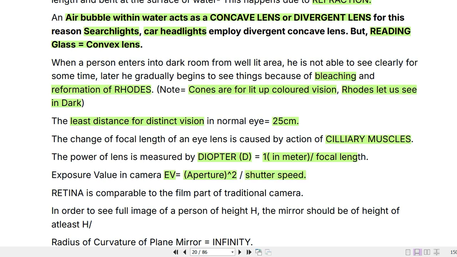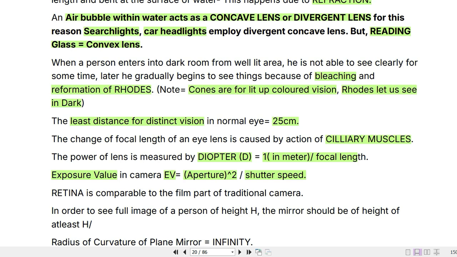Now this is something that only a few people or photographic enthusiasts might know. You have to square the aperture and divide that by the shutter speed, and you get the exposure value, or EV.